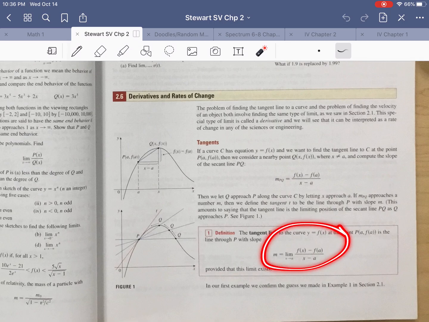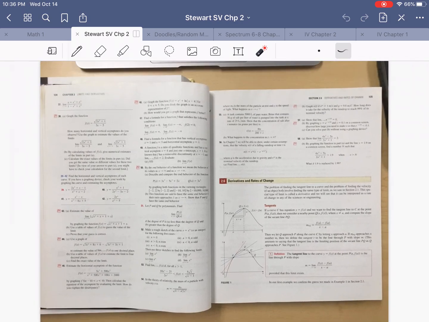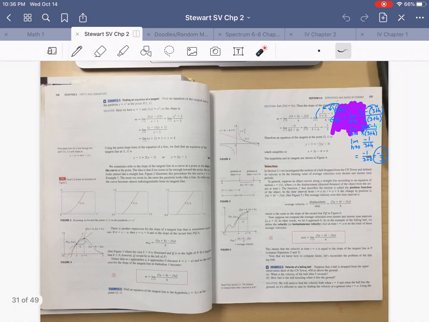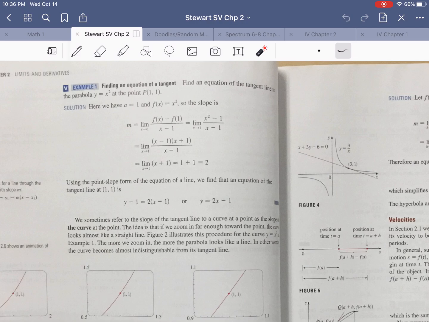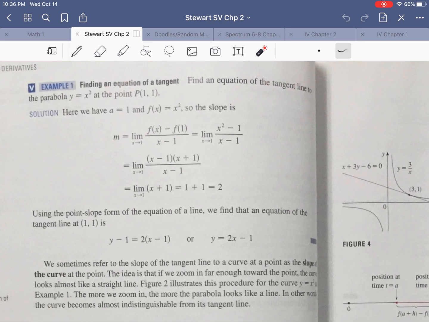And we do that using the limit, because you can never actually bring x all the way to a, otherwise the denominator is 0. So you have to figure out a different way to evaluate this limit. If you take a look at this particular example, we're finding the equation of a tangent line to y equals x squared at the point (1, 1). We're going to say that the slope is the limit as x approaches 1 of f of x minus f of 1 over x minus 1.